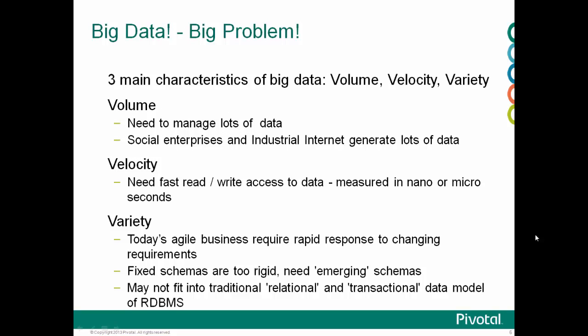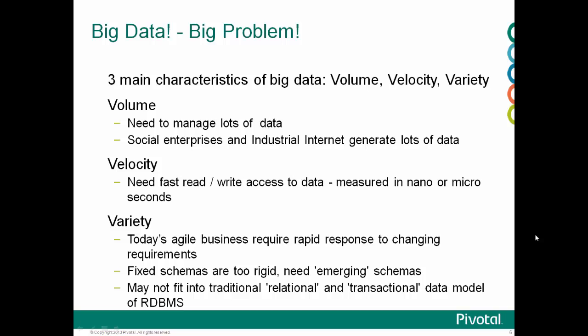That data that is being generated has three main characteristics to it. They are volume, velocity, and variety. The volume is pretty simple to understand. How much data is there? How much data needs to be stored? How much data needs to be managed? How much data needs to be analyzed?